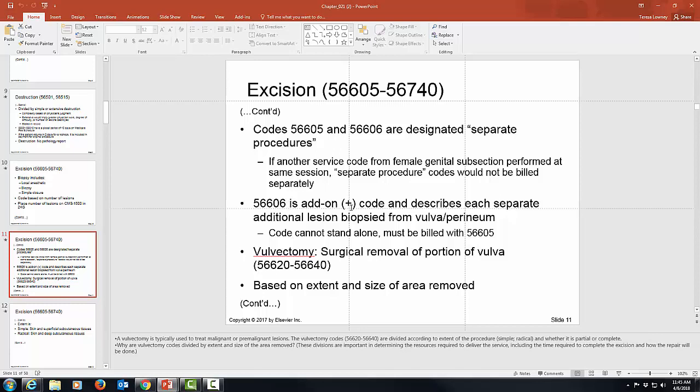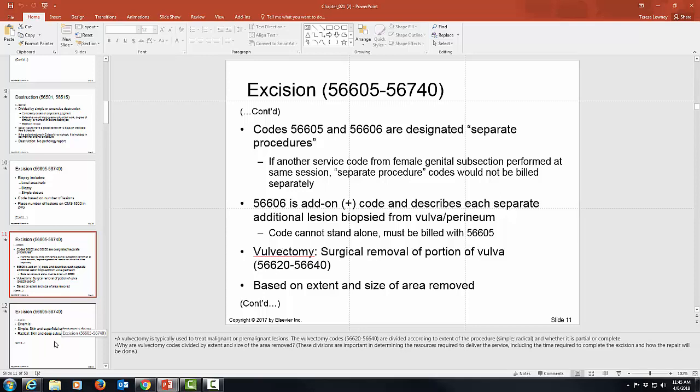56606 is an add-on code with the plus in front of it. You know what that means. It cannot stand alone. It has to be billed with 56605. A vulvectomy is the surgical removal of a portion of the vulva, and the codes are based on the extent and the size of the area removed. And why are they divided that way?